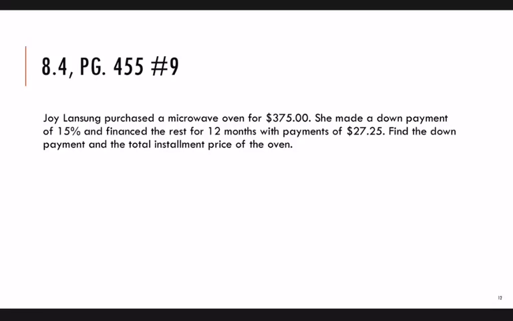Joy Lansung purchased a microwave oven for $375. She made a down payment of 15% and financed the rest for 12 months with payments of $27.25. We need to find the down payment and the total installment price of the oven. Okay, so first the down payment, we need to find 15% of the cost of $375.